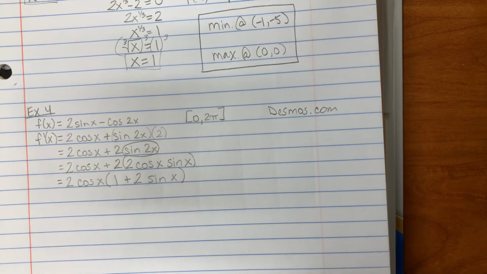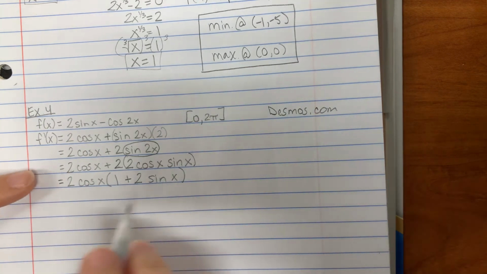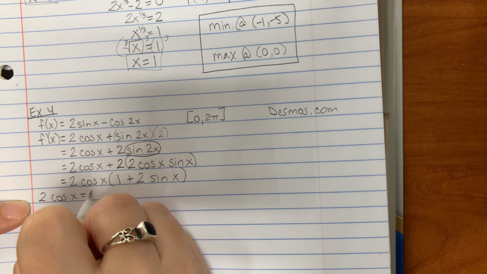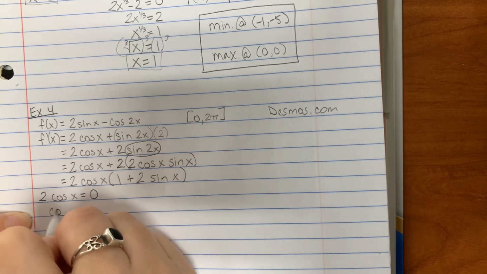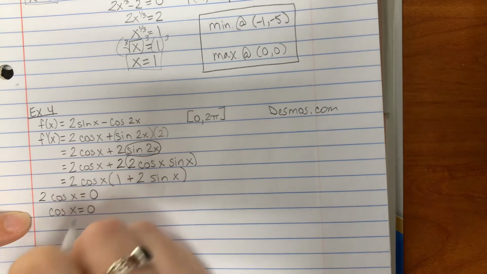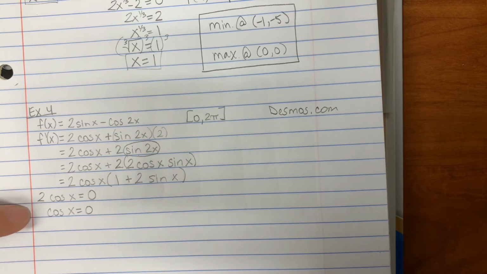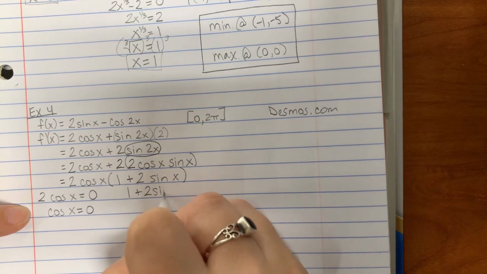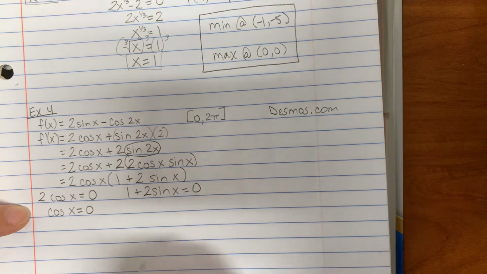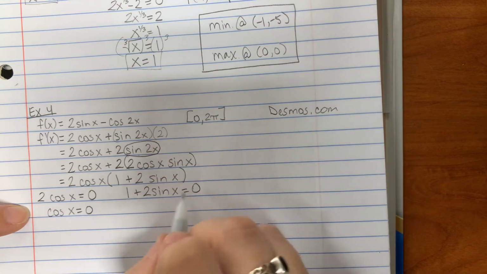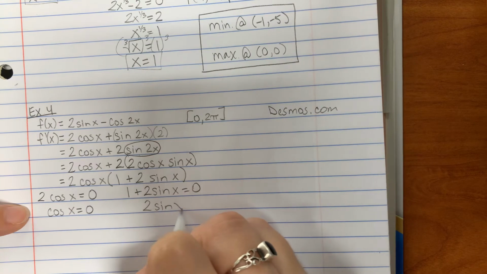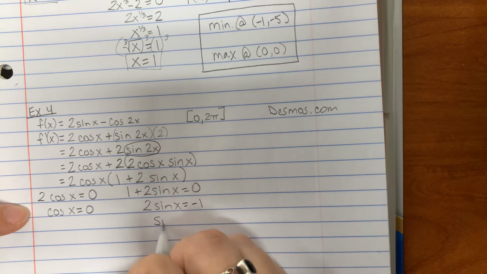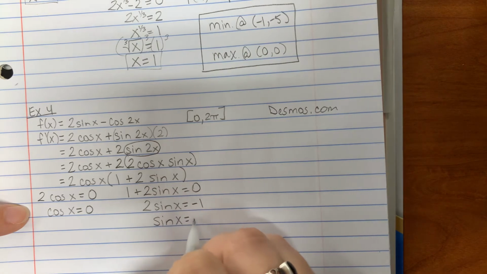So now I can say, when are these things 0? So when is 2 cosine of x 0? Which in other words, when is cosine of x 0? Right? So we'll look at that in a second. The other situation is when is 1 plus 2 sine of x 0? Well, that happens if I subtract 1, so it equals -1, and if I divide by 2, this is when sine of x is -1/2.